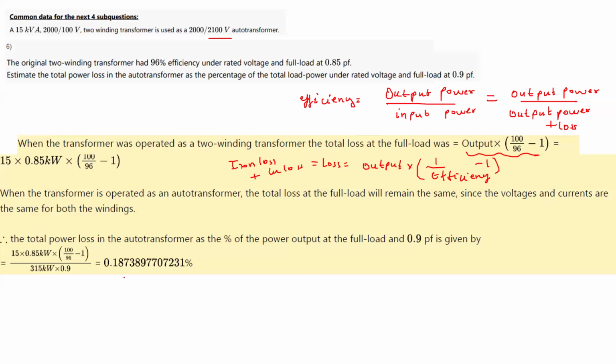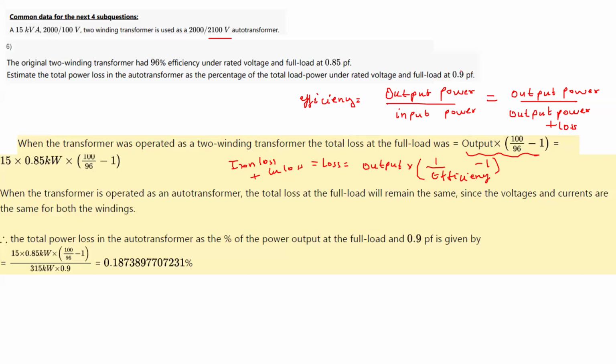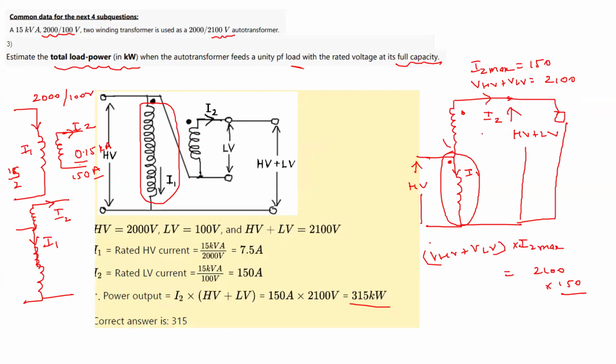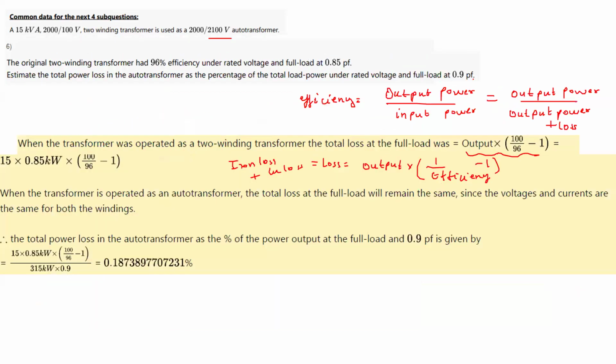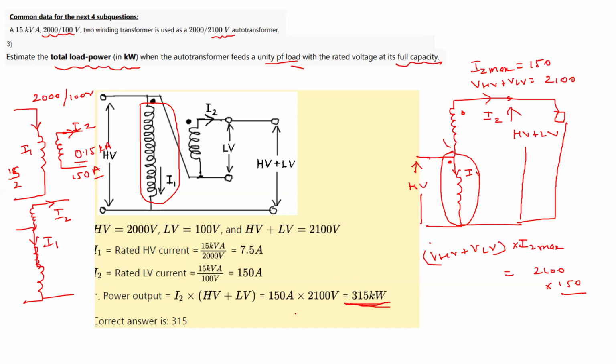But now what will be the total output power? So what will be the output power here for this auto transformer? We have calculated, right? So the total output power is 315 kilowatt. Okay. So here we have this voltage, VHV plus VLV into I2. This is the total load power. Okay, but here it was unity power factor, and here they're asking it at a 0.9 power factor. So the total output power of the transformer will be VI cos phi, which will be nothing but this 315 kilowatt into 0.9.